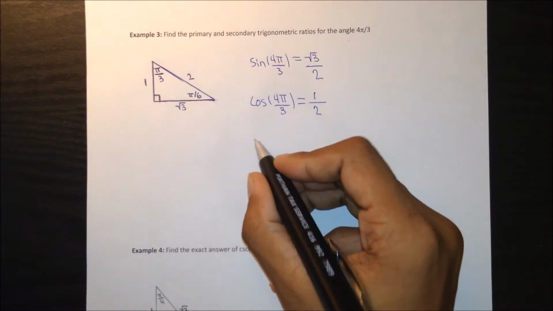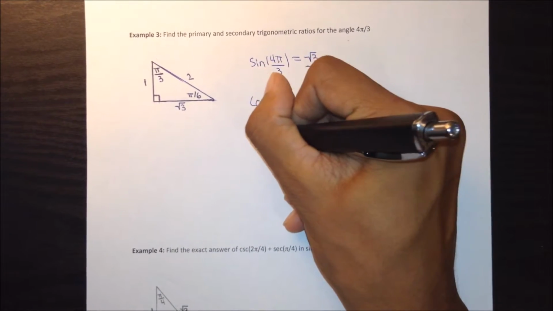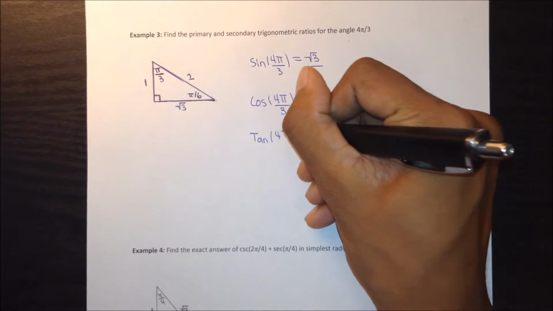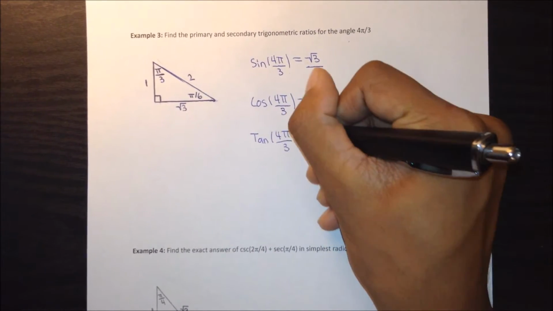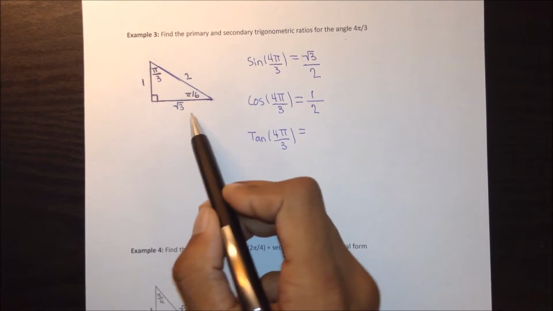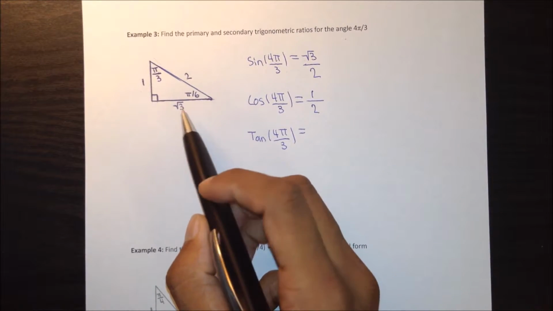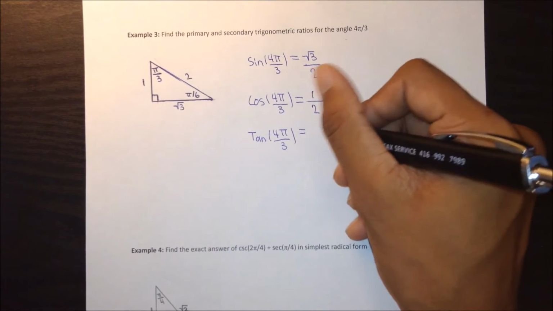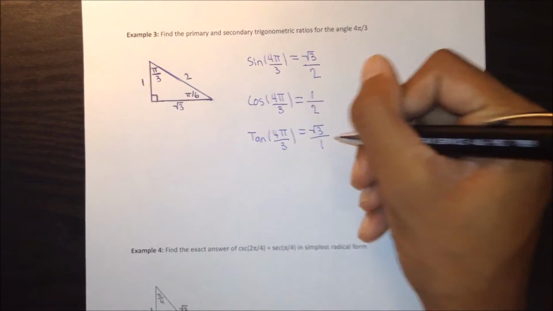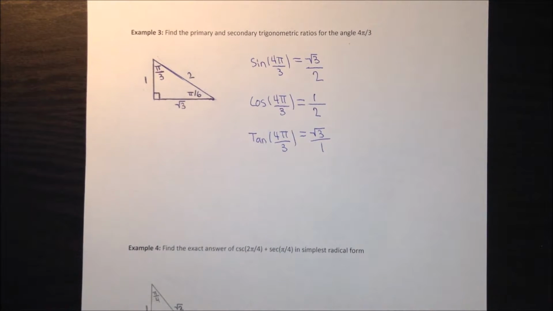And finally the tan of 4 pi over 3 would equal the opposite of the angle over the adjacent of the angle, so that would be root 3 over 1. That would be our primary trig ratios for this angle. Now let's find our secondary trig ratios.